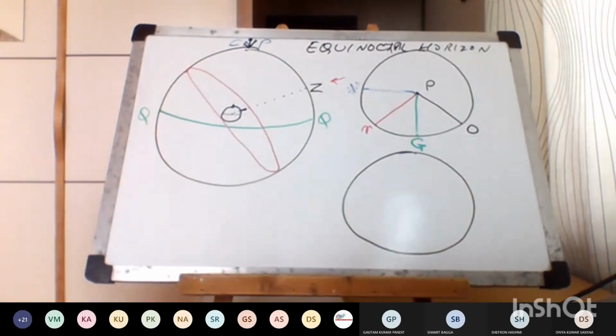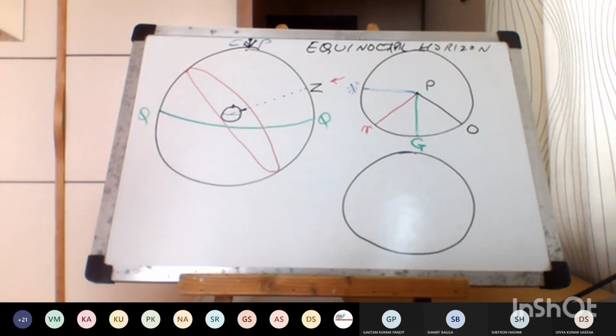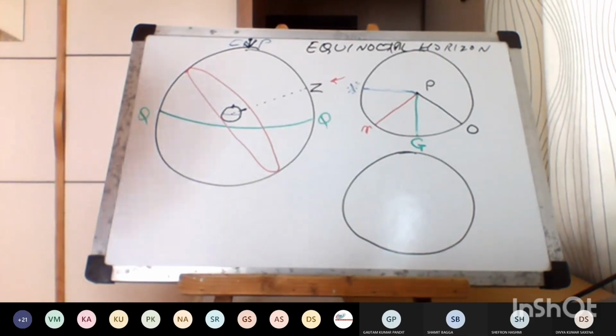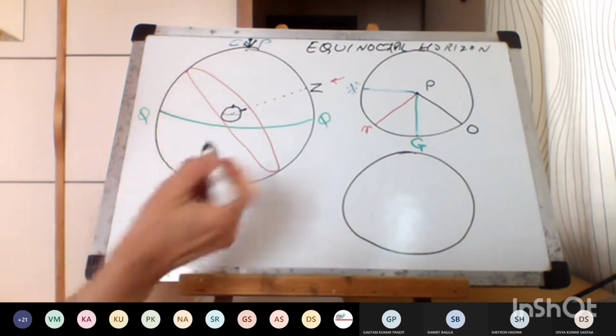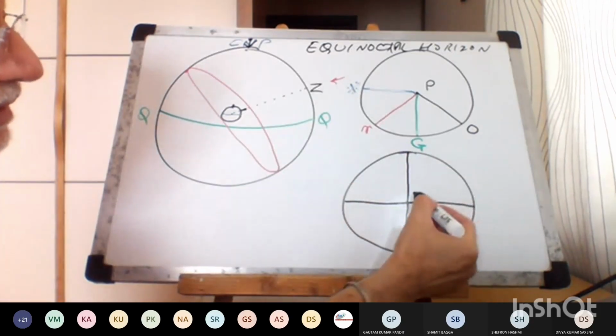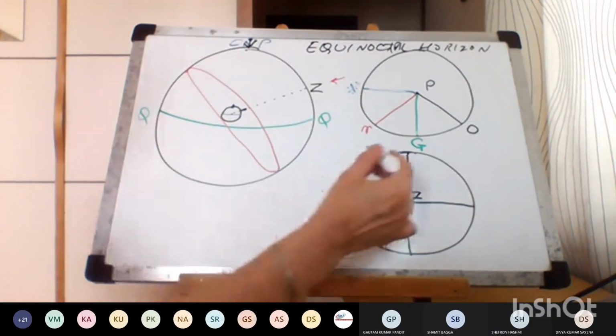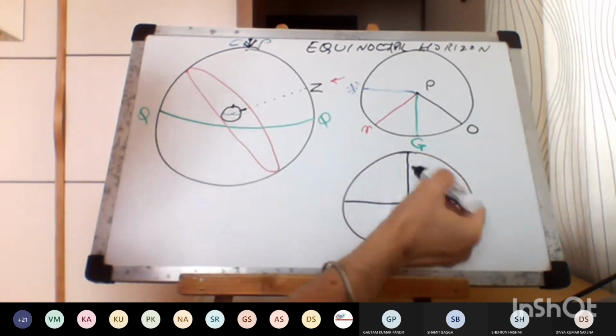So there is another diagram. We come here. So I have drawn another circle, and I said that if somebody is looking from above the zenith, what will he see? You will see Z in the center. Am I right? Yes, sir. And the boundary of this circle we call the rational horizon.